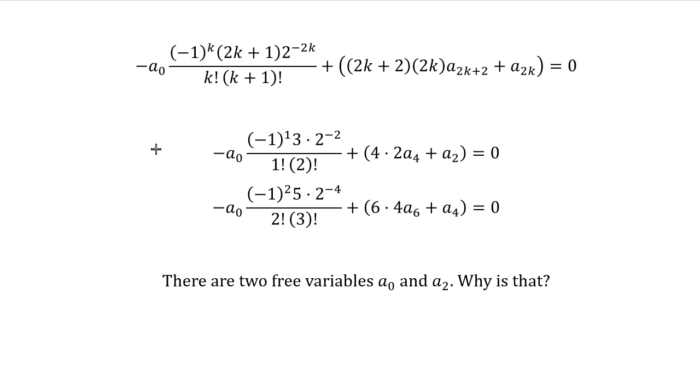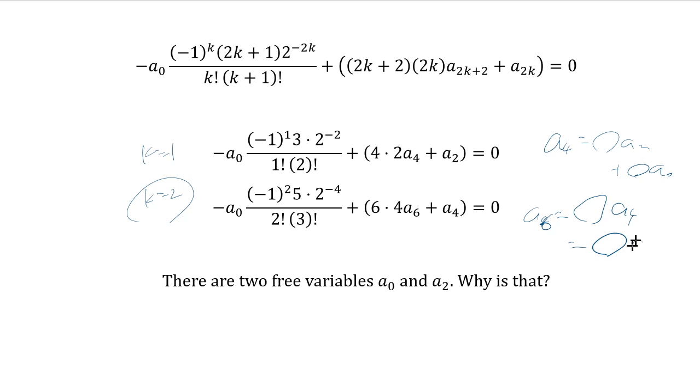Okay, so now let's happily start plugging in the values for k. When k is equal to 1, you get this. And when k is equal to 2, you get this. But you start noticing something. This equation you can solve for a4, and a4 will be something times a2 plus something times a0. a6 will be something times a4, but because a4 is something times a2 plus a0, again it will be something times a2 plus something times a0.